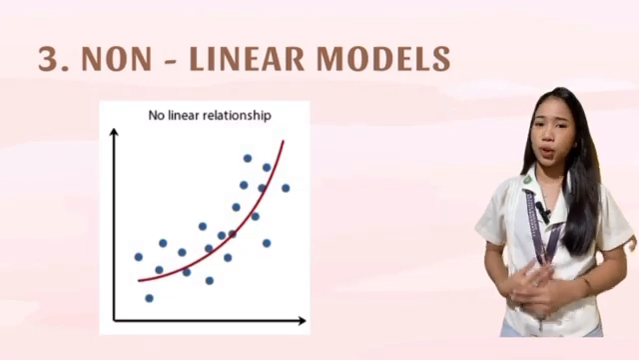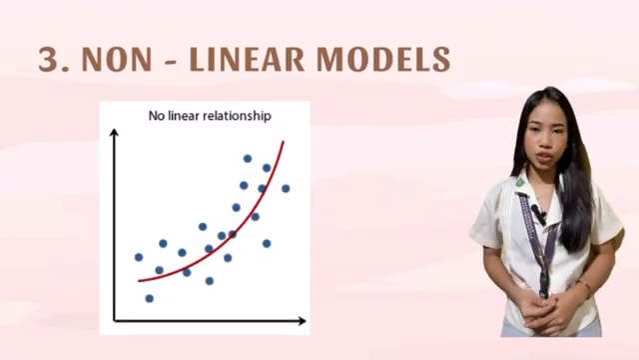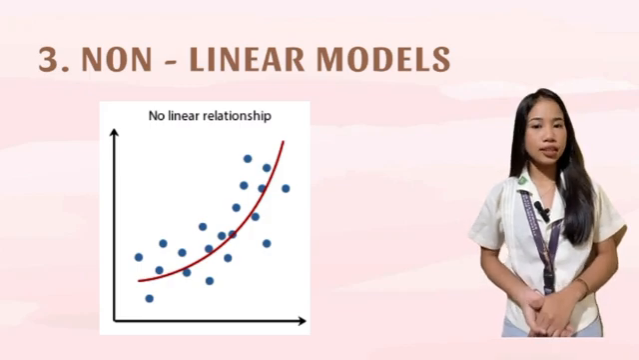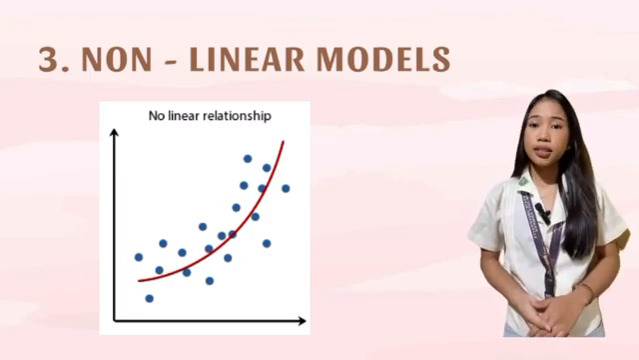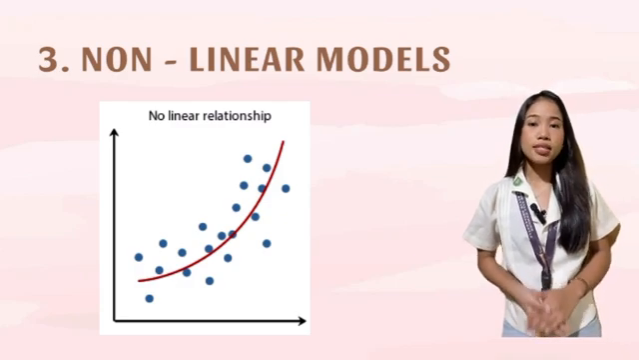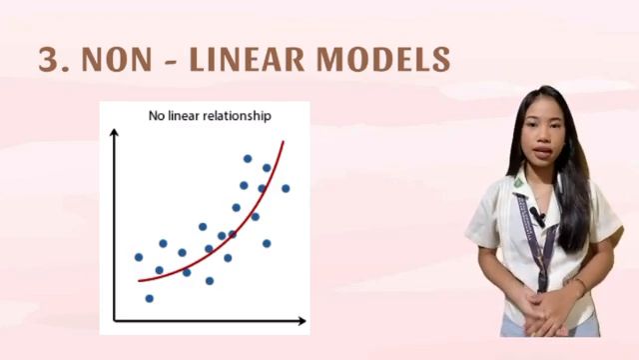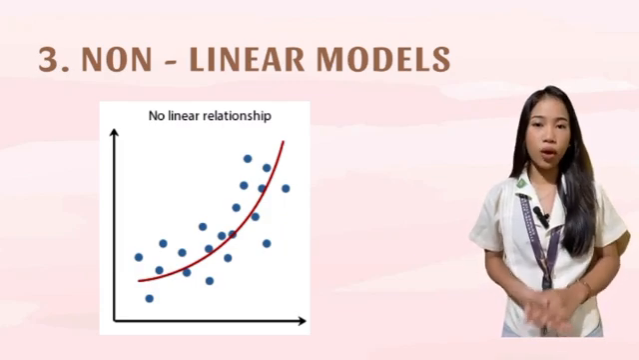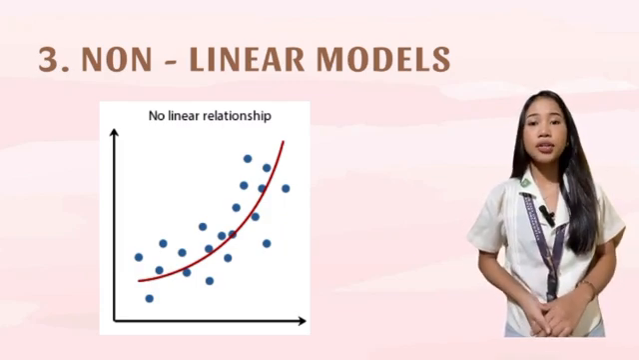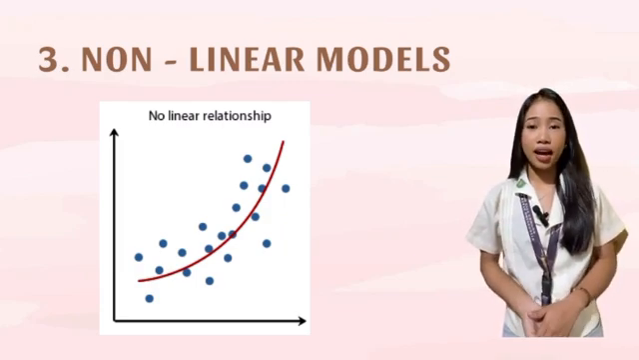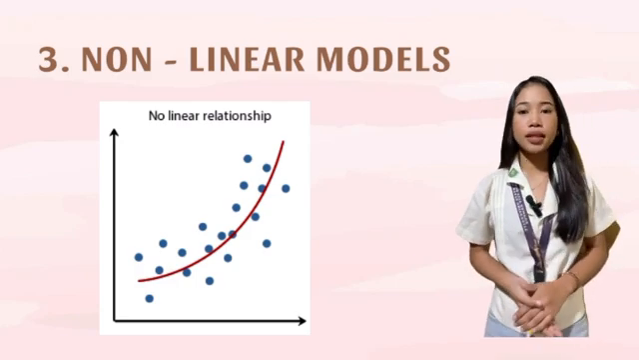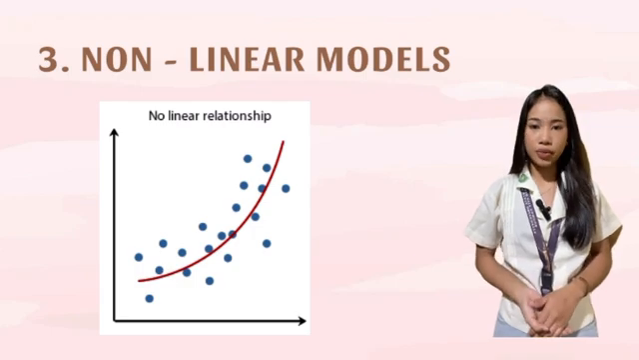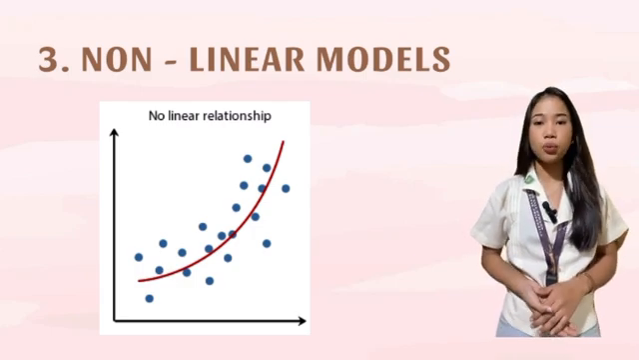This graph shows a nonlinear relationship. This means a straight line can't describe the pattern in the data. Instead, the points curve upward, so the best fit line is curved. This tells us that as one variable increases, the other also increases, but not at a constant rate. So the relationship changes depending on where you are on the graph, which is why a straight line wouldn't work here.